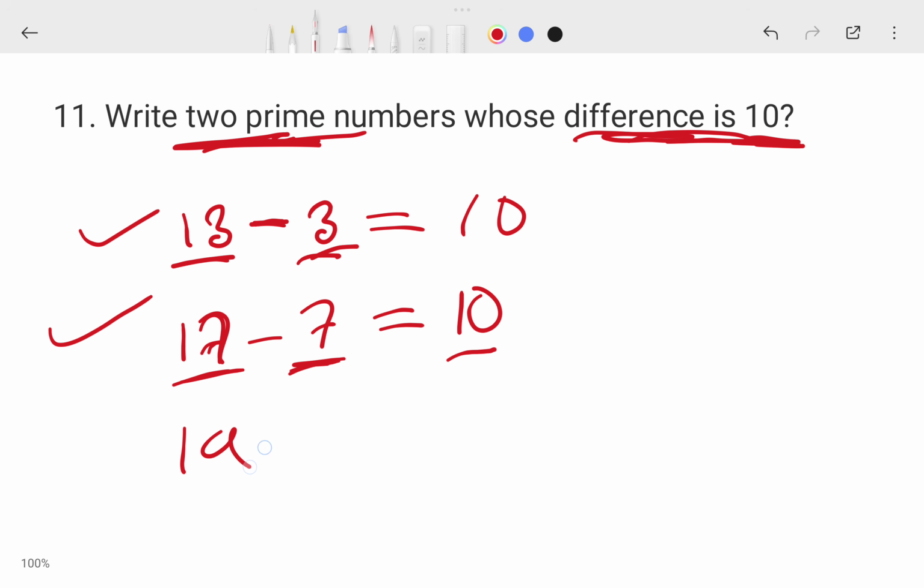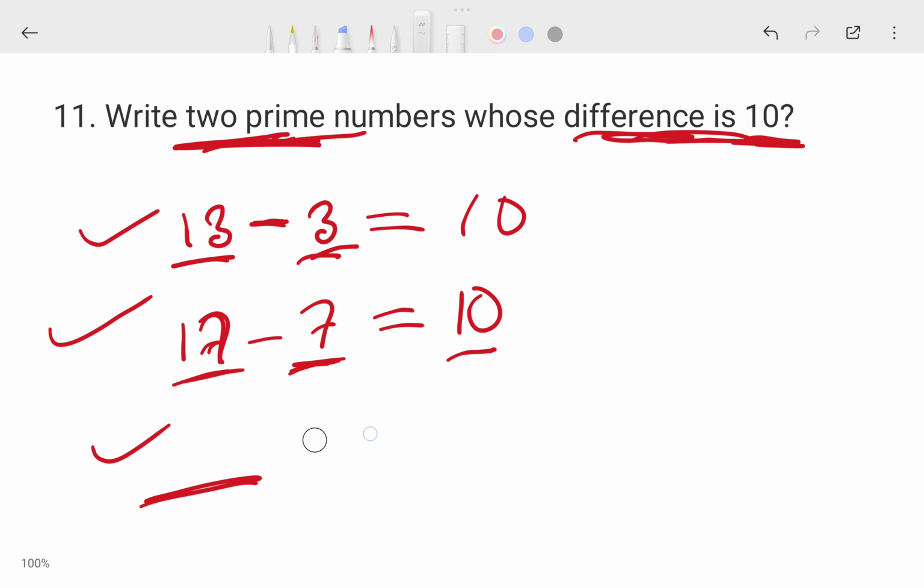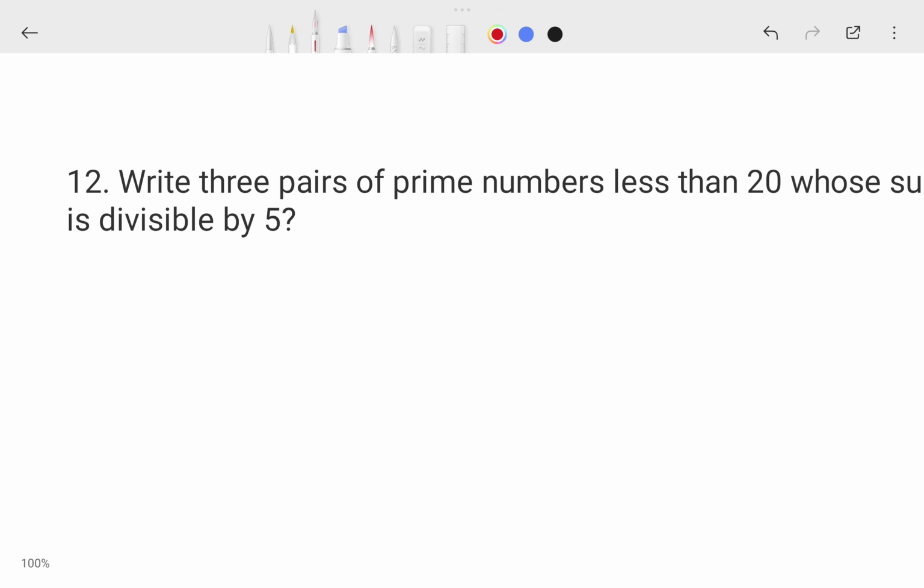Now if you're thinking 19 minus 9, 19 is a prime number, that's good, but 9 is not a prime number, it is a composite number, so that's why. So you can do 13 minus 3 or 17 minus 7. You can write either of these. Okay, right.